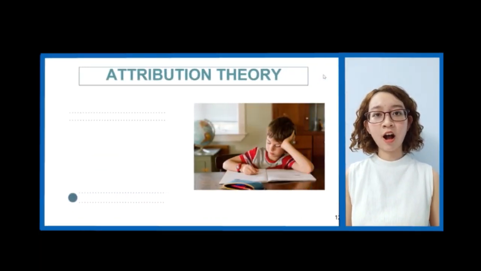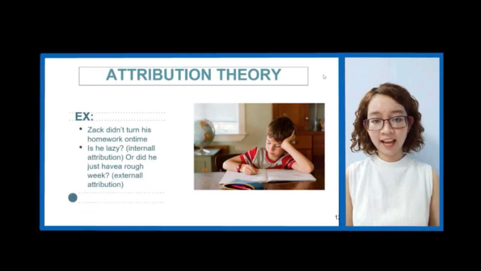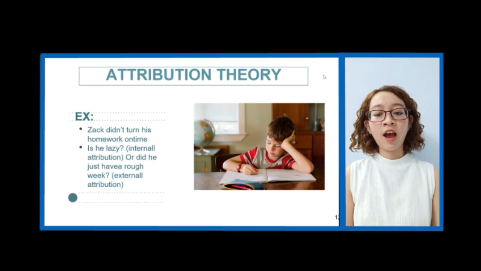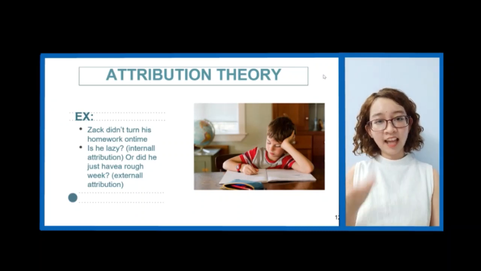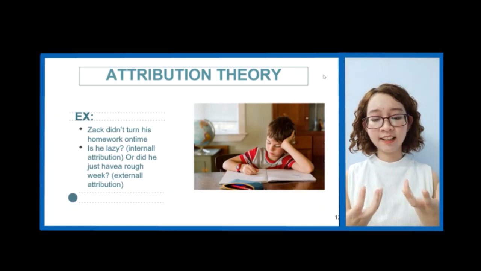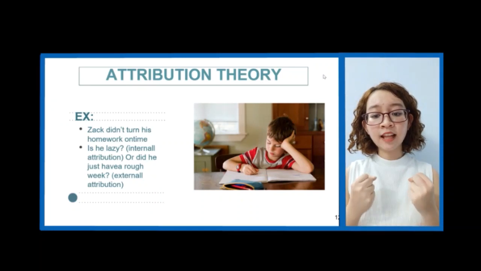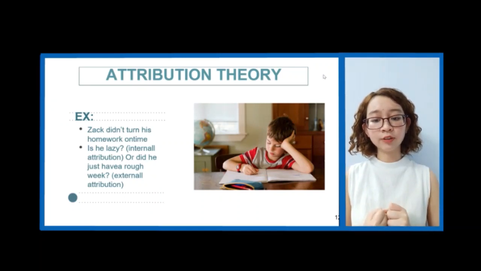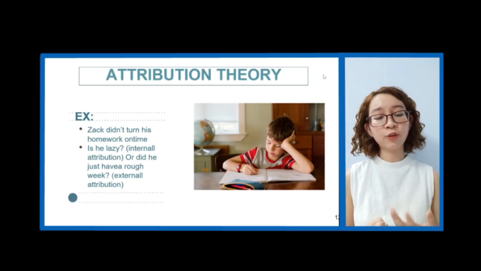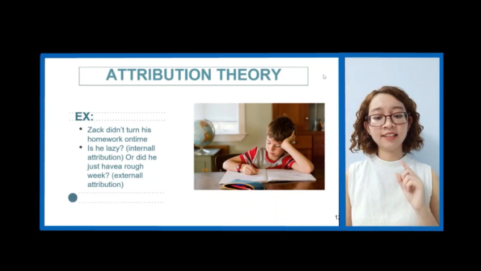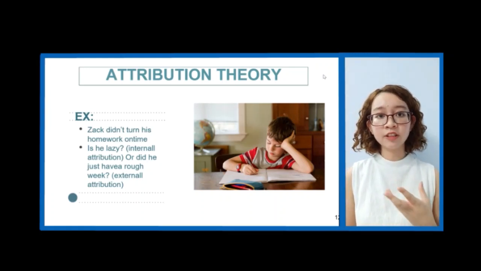For example, Zach did not turn in his homework on time. I might view him as lazy because I attribute that quality of not turning in his homework to some internal, fundamental characteristic of his personality. But just as likely, he might have had a rough week. He had a lot of other projects due, and he didn't get around to turning the homework assignment in on time.